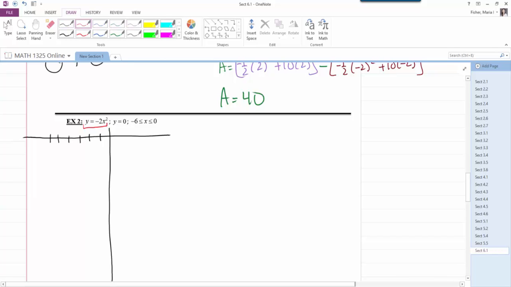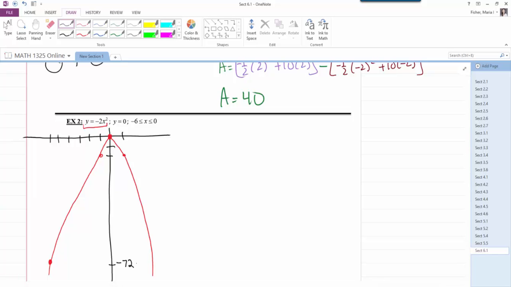So it's a quadratic. Again, its vertex is 0, 0. I know it goes down 2 units and over 1, both left and right. And here at negative 6, I know that this is going to be negative 72. And it's okay that it's not drawn perfectly. We're just using the graph to try to set up our integral.